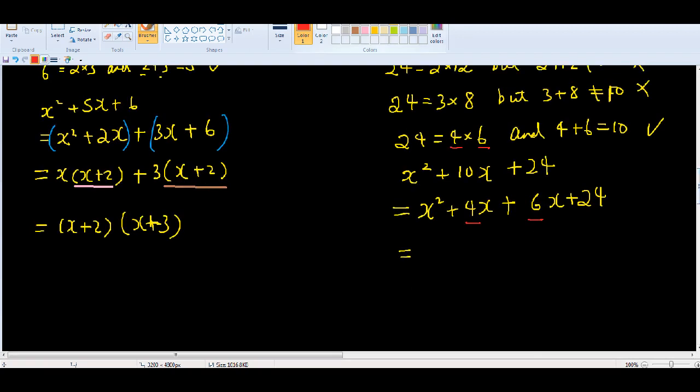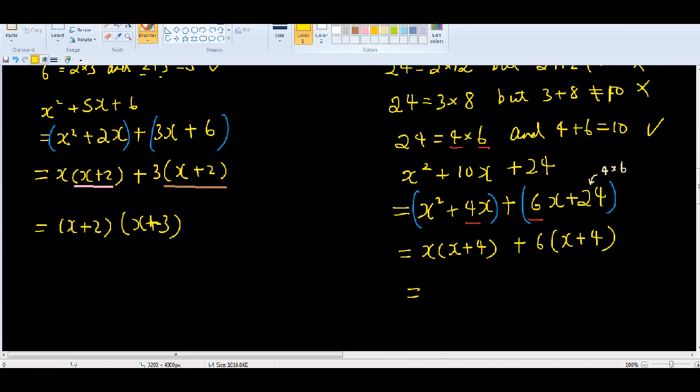Then you need to group them: the first pair, the second pair. For the first pair, you could take x out of the bracket. For the second, it is 6, because we know that 24 is 6 times 4. You could always try to think about this very simple multiplication. So that's why 6 is the common factor to be taken out.